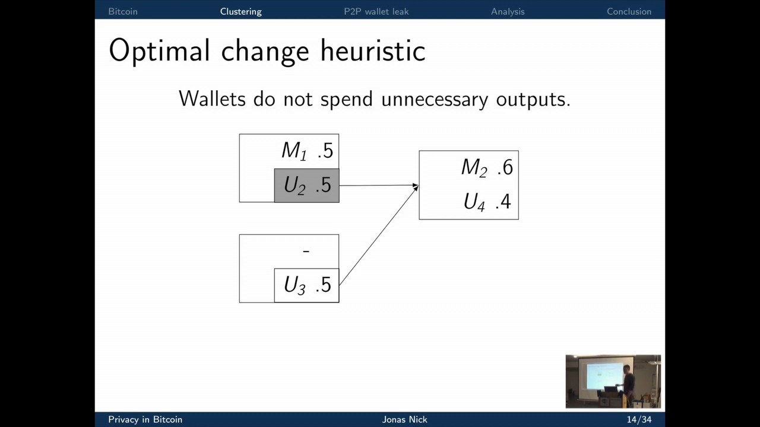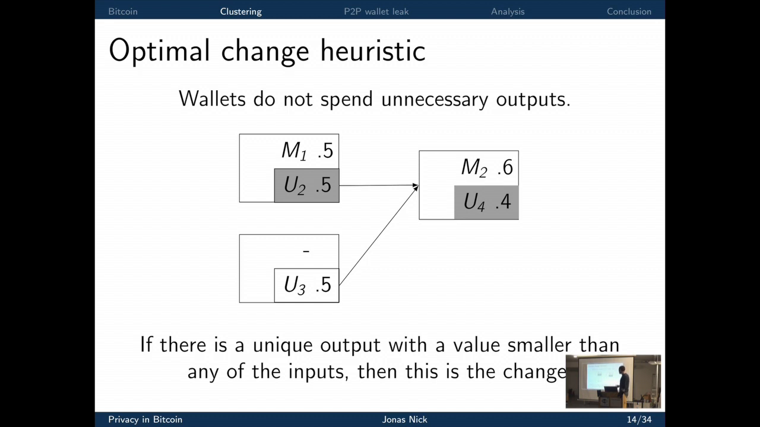Which one is the intended recipient? If U4 was the intended recipient, then it would not be necessary to spend that transaction. We could just have used this amount and sent 0.4 to our recipient. So this cannot be the recipient. This must be the intended destination. So now we know that this must be the change. In other words, if there is a unique output with a value smaller than any of the inputs, then this is the change.